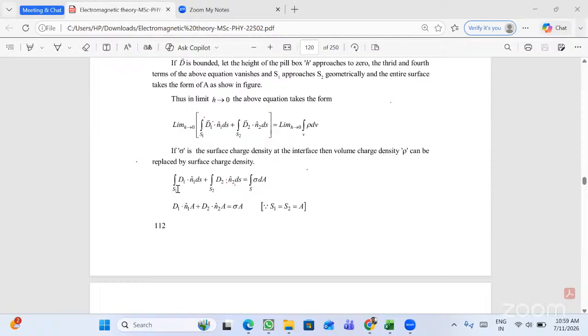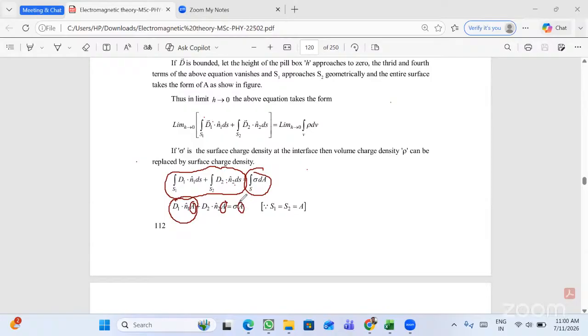So we have the surface integral over S1 of D1 dot n1 ds and the surface integral over S2 of D2 dot n2 ds, and the RHS. After doing this surface integral, this becomes D1 dot n1 times the area. The integration of ds gives the area, and the area will be the same in both medium 1 and medium 2.